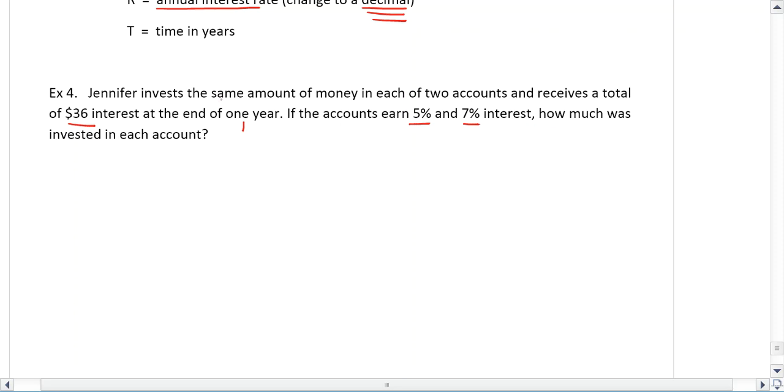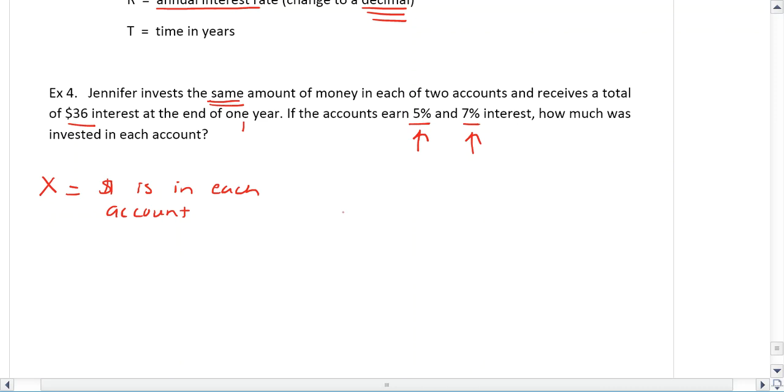Well, did you catch at the beginning of the problem? She has the same amount in each account. So that's really nice. We can have X equals how much money is in each account. So in the formula, the principal for both of them is X. So we can do these separately, and then we'll have to add them together to add up to the $36 of interest. So we'll have to find the interest on the 5% account, the interest for the 7% account, and add them together. So that's the strategy.